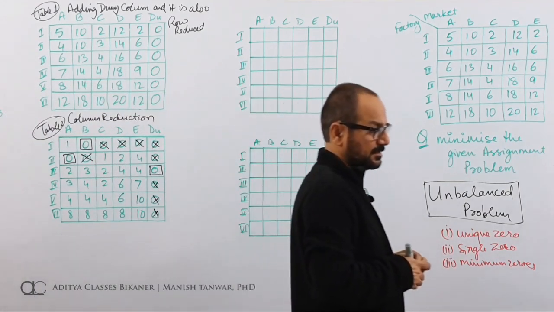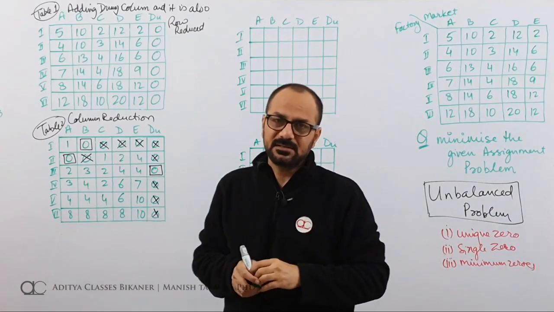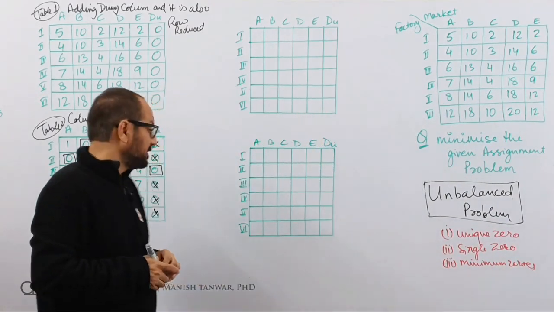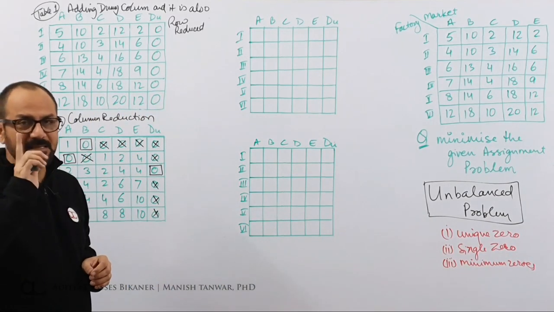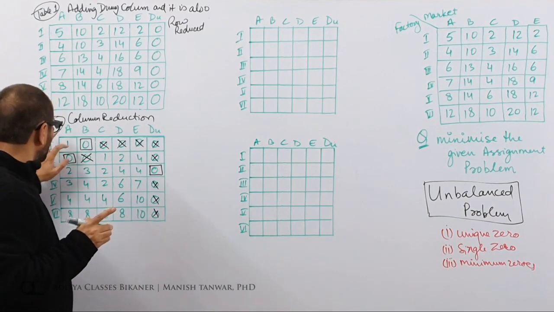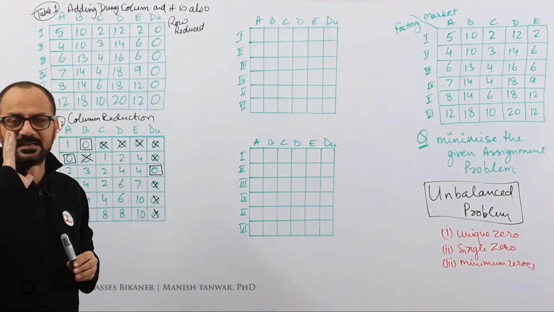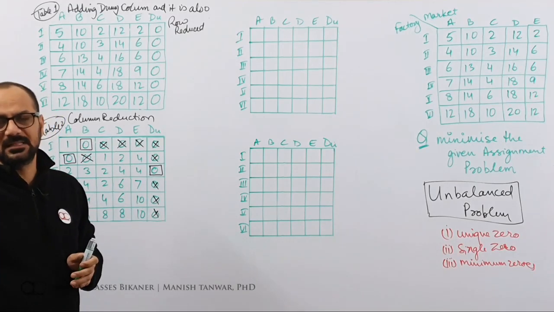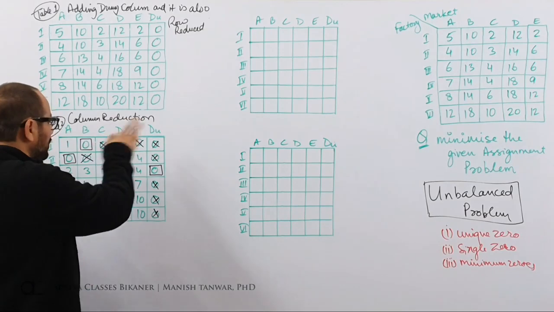This is a case of degeneracy. How do we resolve this degeneracy? By cutting all zeros. In how many lines? In n number of lines, where n is the number of assignments. 1, 2, 3. You have made 3 assignments, so you get 3 lines to cut all zeros. They may be horizontal lines, they may be vertical lines, but you have only 3 lines to cut all zeros.